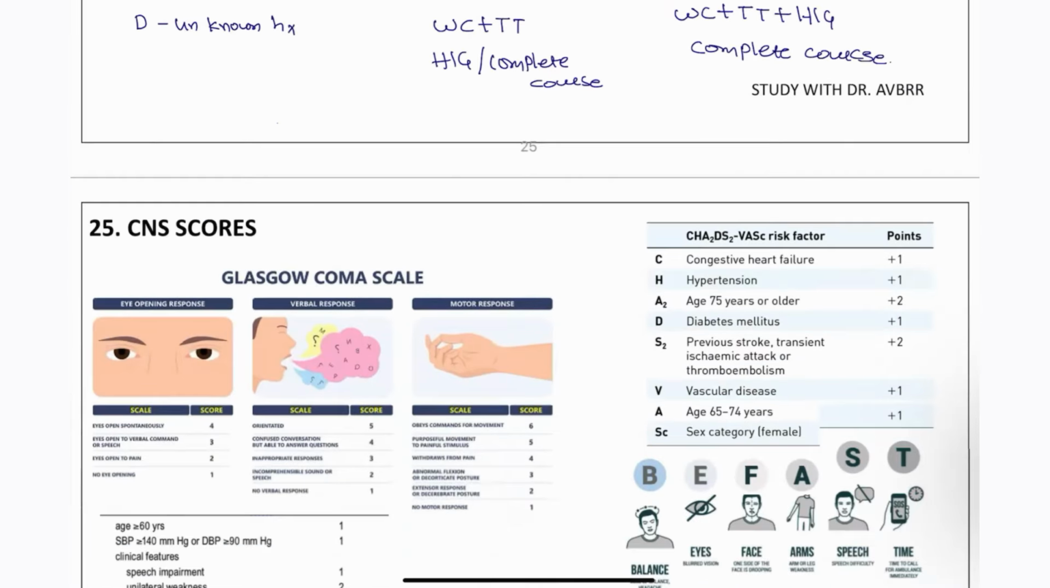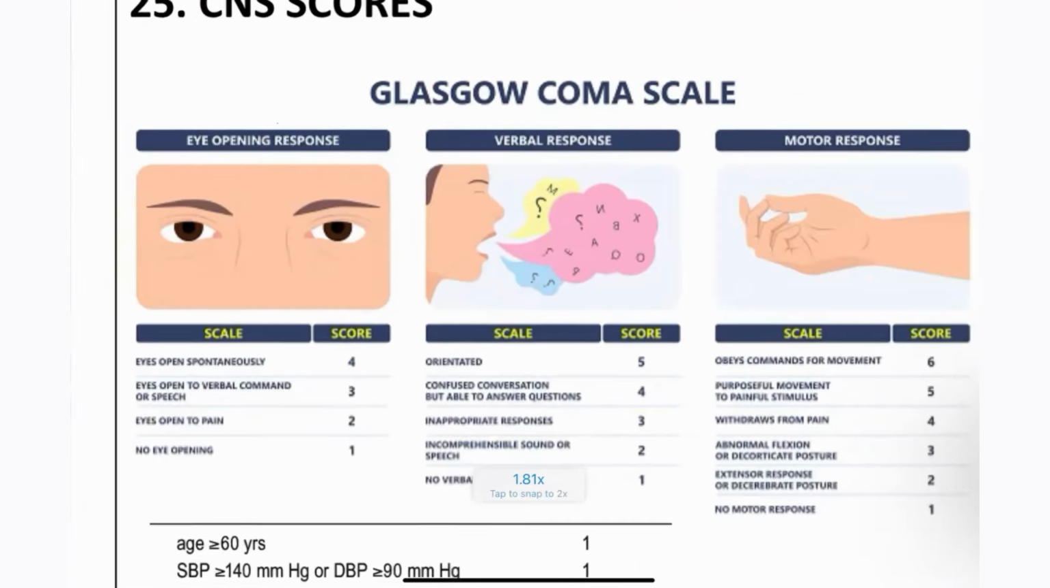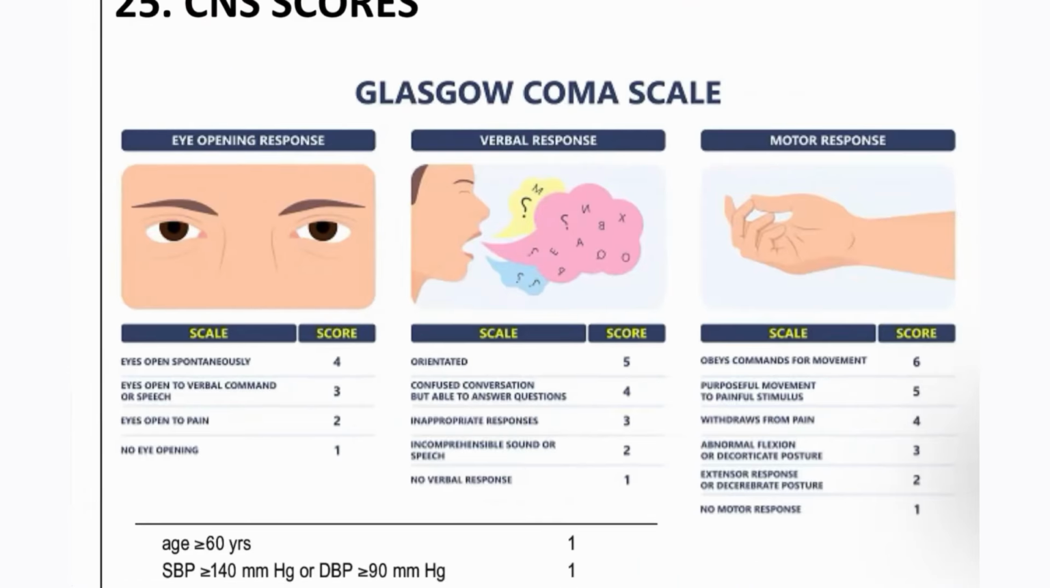Next, moving on to the CNS course. First, the Glasgow Coma Scale. In the Glasgow Coma Scale, eye opening is given up to 4 points. 4 is for normal, 3 is for eyes open to verbal response, 2 is for eyes open to pain, and 1 is no response at all from the eye.